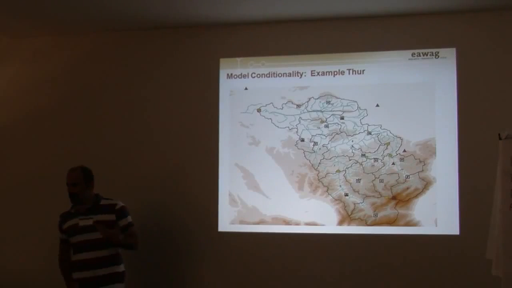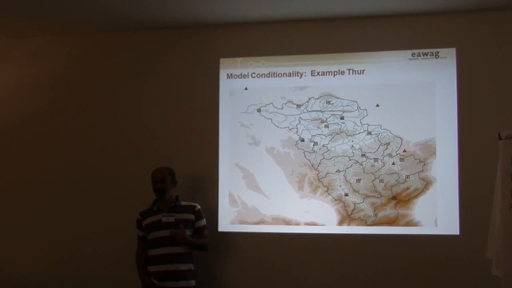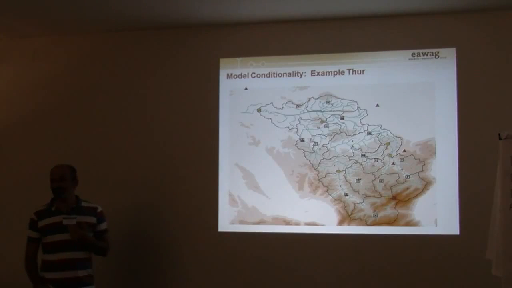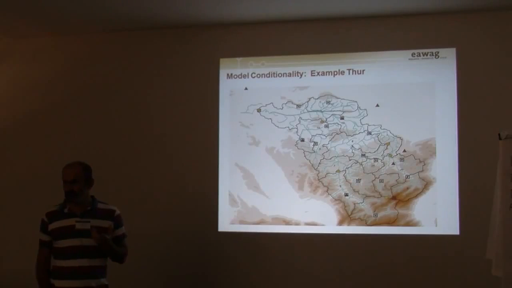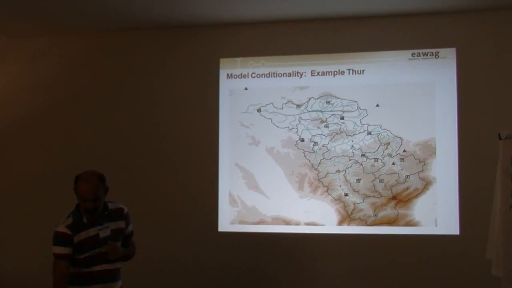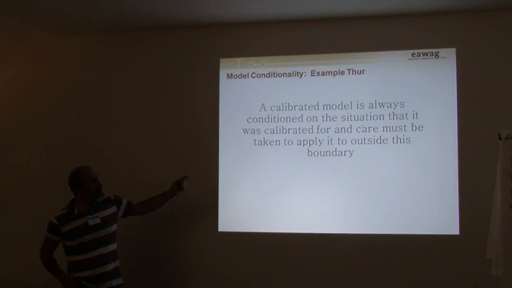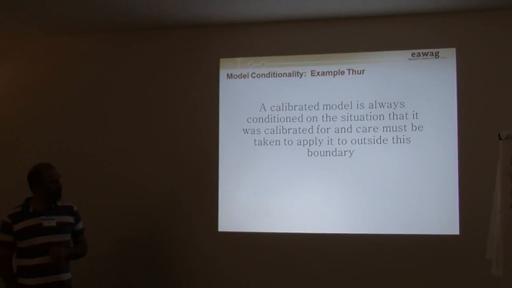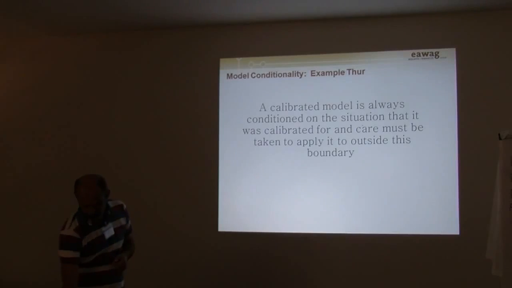So what I need to do is again use these and recalibrate the model. And once I do that, then maybe I get other variables and so on. So where is the end to this calibration? It depends on what you want to do. There is probably no end to calibrating a model. A calibrated model is always conditioned on the situation that it was calibrated for, and care must be taken when applying it outside of that boundary.